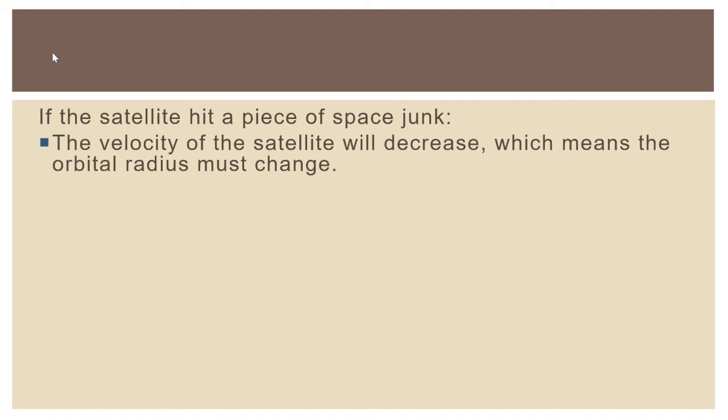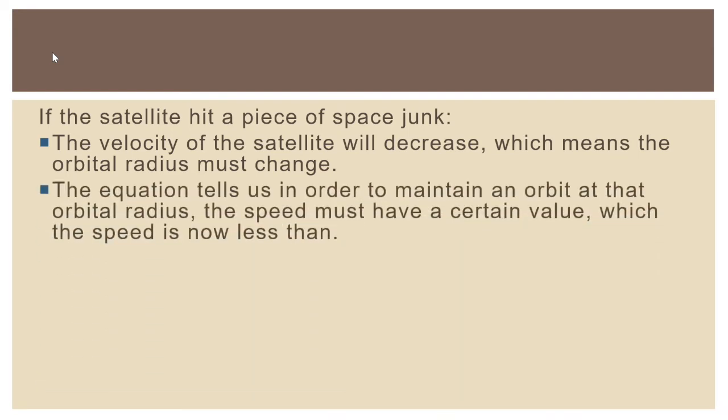Now, it's very important, I think, to answer this question, to make sure that you are interpreting what this equation is telling you properly. This equation is telling you that in order to maintain an orbit at a specific orbital radius, the speed must have a certain value. When you plug an r into this equation, v equals the square root of GM over r, what it tells you is that at that radius, for a planet of whatever mass it happens to be, this is the speed the object has to have.